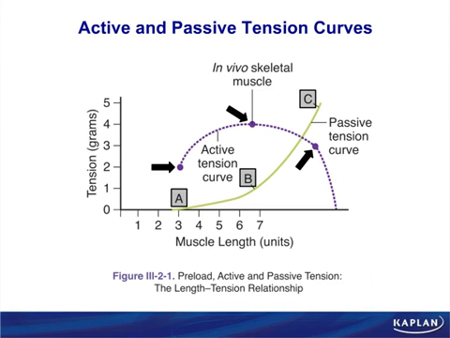And notice that at the preload of B, we have the maximal active tension. This is referred to as L0, length optimal. At B, this is where we get the highest active tension. So this is the optimal length for getting maximal tension. So again, B represents L0, and that's that length in which I get maximal active tension. Again, the purple line is active tension. If I go below L0, I get less active tension. If I go above L0, I get less active tension. We'll talk about on the next slide why that is.